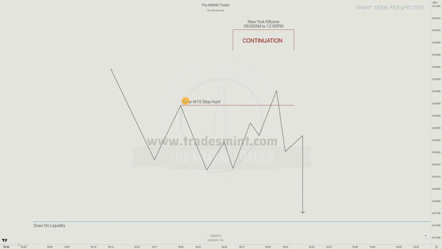We have that stop hunt on the 1 hour or 15 minute, right? So we think back about order pairing, right? On the core concepts, we order pair down up here, and then we continue down lower, breaking structure, and then we have that continuation between that 8 a.m. and 12 p.m. time window.